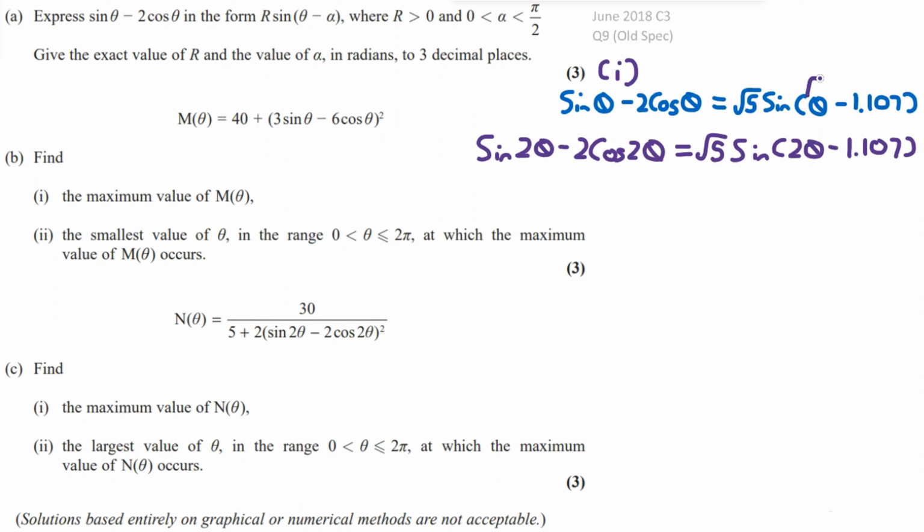A common mistake that I used to make at A level was I used to multiply this whole thing inside the bracket by 2 because it's 2 theta. This is not what happens. The only thing that happens is that the theta is replaced by 2 theta. This number here remains the same.